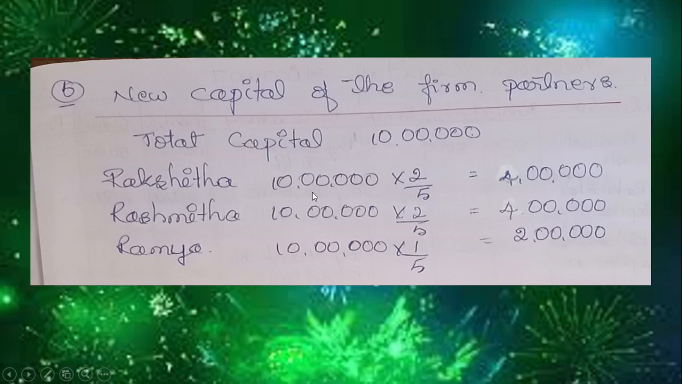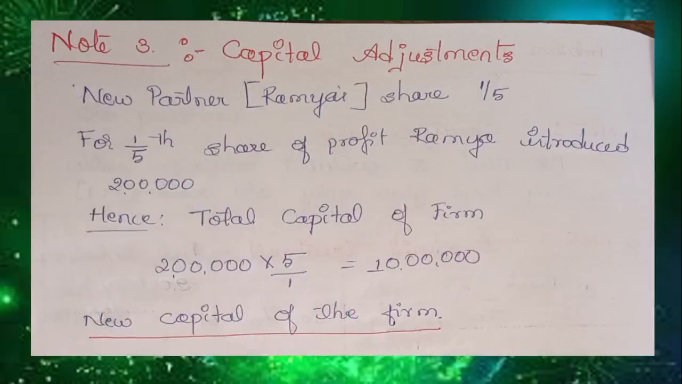So Rakshita: 10 lakh into 2 by 5 is 4 lakh. Rashmita: 10 lakh into 2 by 5 is 4 lakh. And Ramya: 10 lakh into 1 by 5 is 2 lakh. It is 2 is to 2 is to 1 in their new profit sharing ratio. So I'll repeat the steps for capital adjustment.